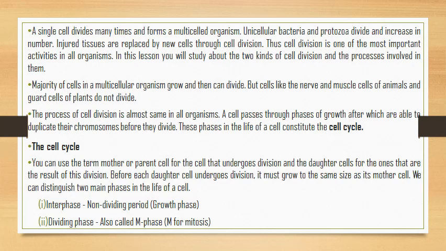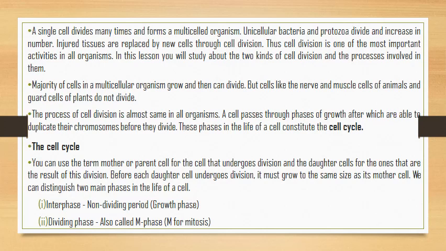The majority of cells in a multicellular organism grow and then can divide, but cells like the nerve and muscle cells of animals and guard cells of plants do not divide. The process of cell division is almost the same in all organisms. A cell passes through phases of growth after which it is able to duplicate its chromosomes before it divides. These phases in the life of a cell constitute the cell cycle. In the cell cycle, you can use the term mother or parent cell for the cell that undergoes division and daughter cells for the ones that are the result of this division.